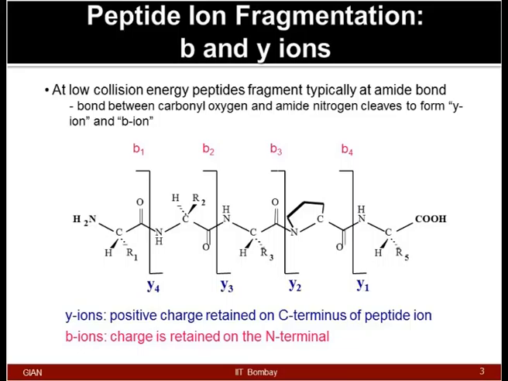Y ions are those where the positive charge is retained on the C terminal of the peptide ion, like on this side, and that is why the Y ion series starts from the C terminus. B ions are those where the charge is retained on the N terminal side. So then you have the B ion series starting from B1 to B4 from the N terminal. These things you have already been made aware of.